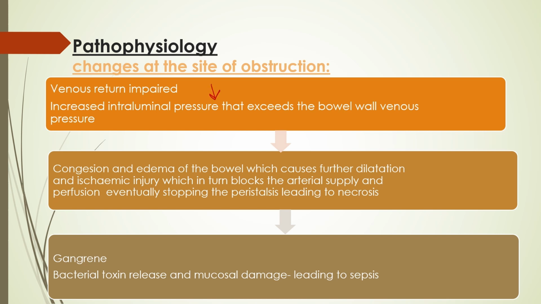Now when this happens, there is congestion and edema of the bowel, which further causes dilatation and ischemic injury, which in turn blocks the arterial supply and perfusion, eventually stopping the peristalsis and leading to necrosis. This in turn leads to gangrene, and bacterial toxins are released into the blood supply, and there is mucosal damage also because of the reactive oxygen species. This all leads to sepsis eventually.